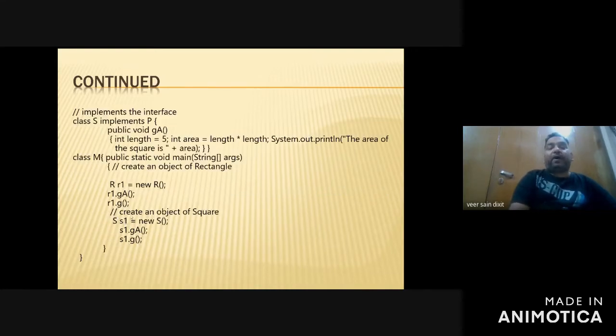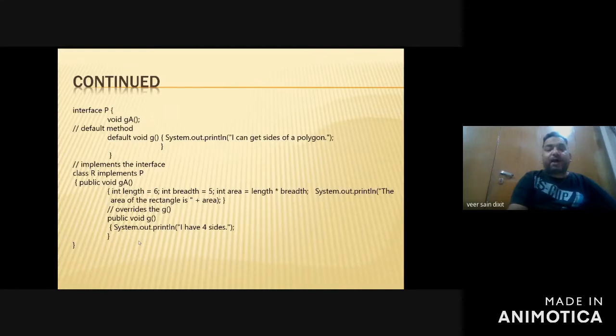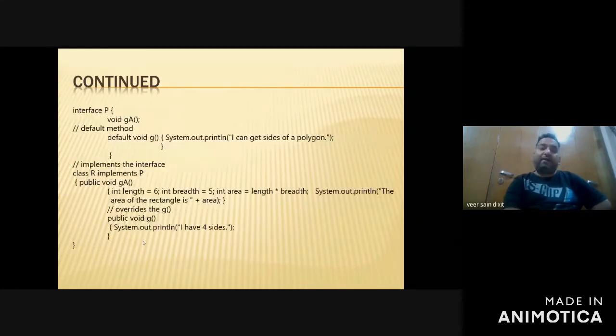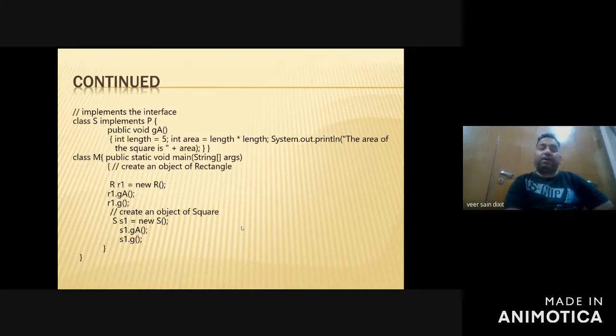Now again, you are creating an object S1 of the square class using new. S1.GA, S1.G. In this case, what will be the output? For S1.GA, the output will be 25, the area will be printed. And what will be the output of S1.G? Anyone? Since you are not overriding this method, it will be inherited. I can get the sides of a polygon. This will be the output here in this line.